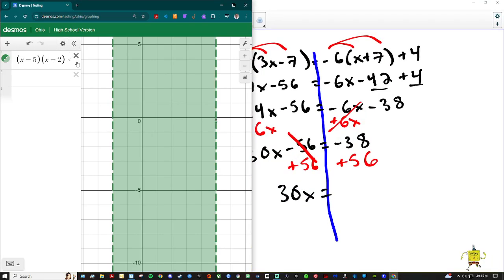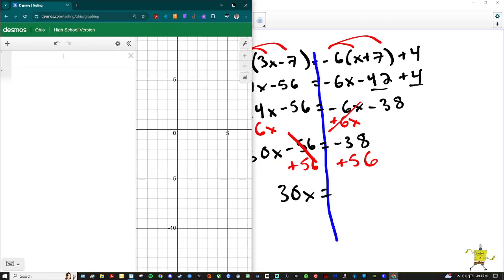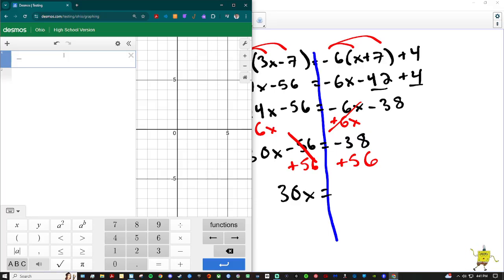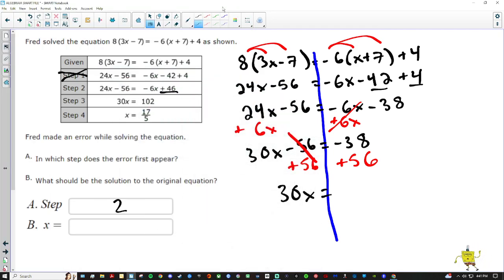Okay, your calculator will be like this. To do simple math, we just type in negative 38 plus 56, which is 18. So I get 18 right here. Divide both sides by 30. X equals 18 over 30.